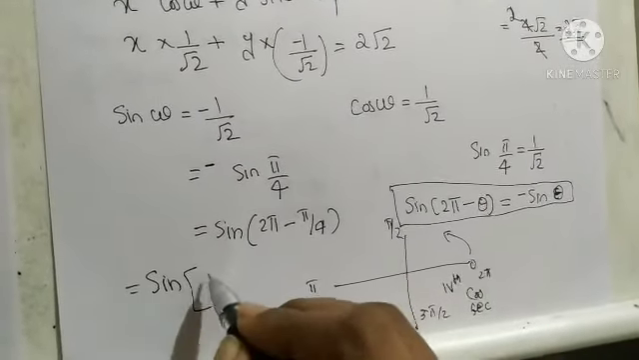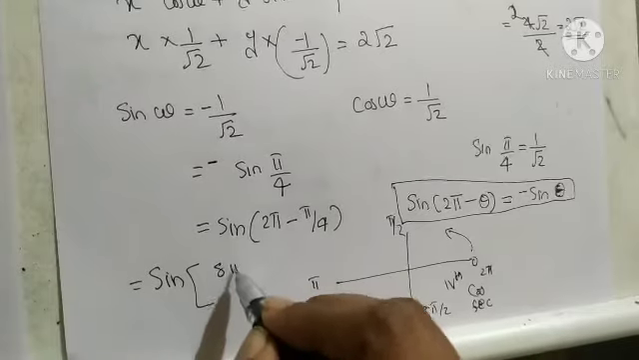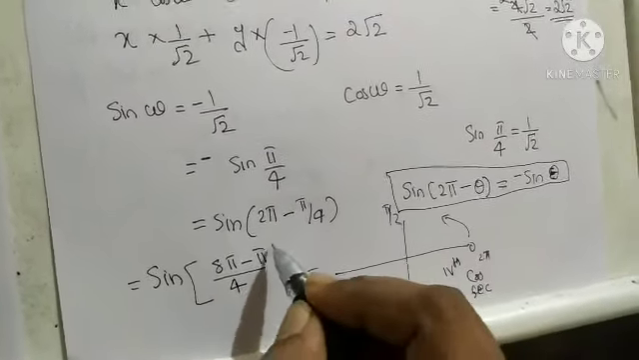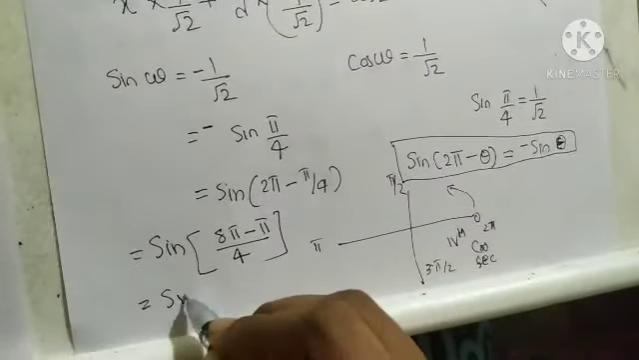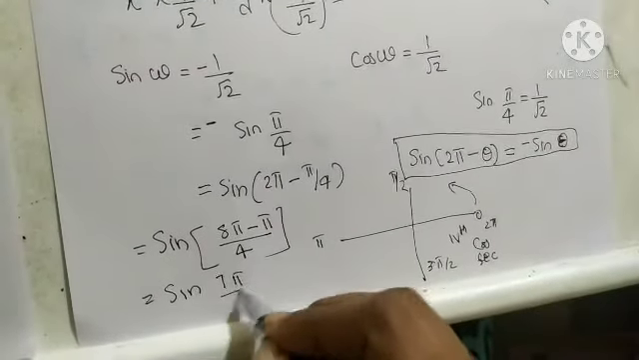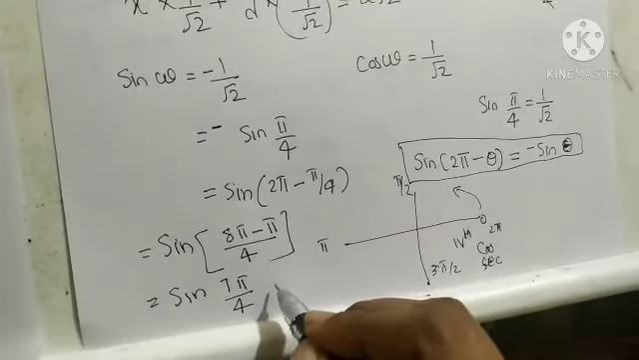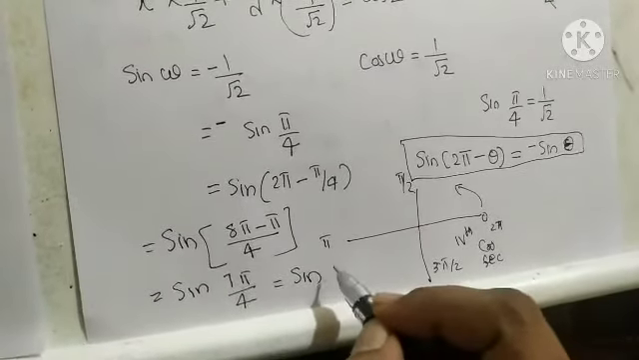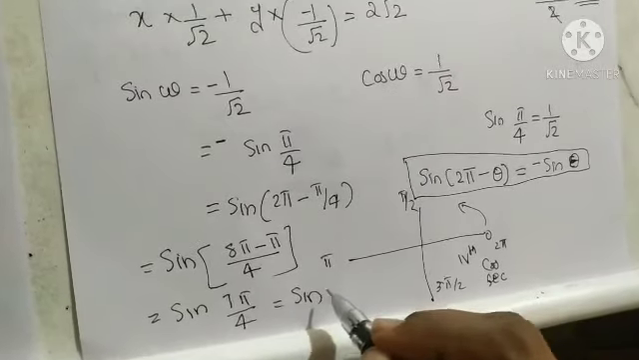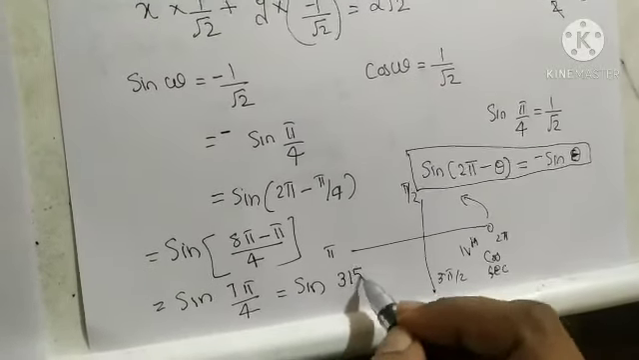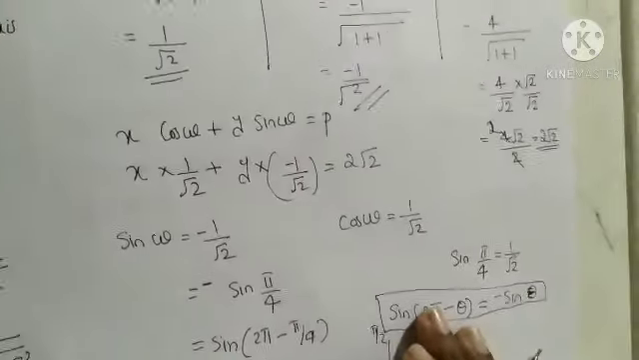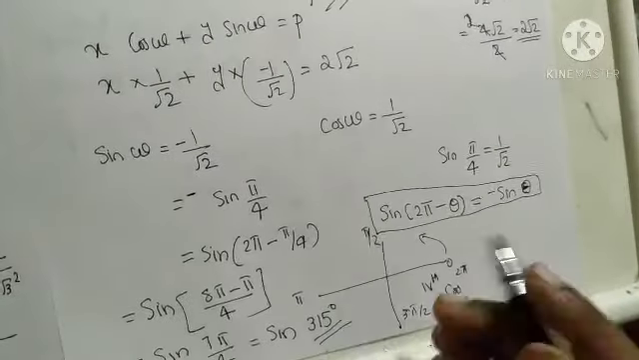Cross multiplying this term, we get 8 pi minus pi divided by 4. Here we get sine 7 pi by 4, and this 7 pi by 4 is equivalent to 315 degree. Okay. So here we get the value of omega as 315 degree.